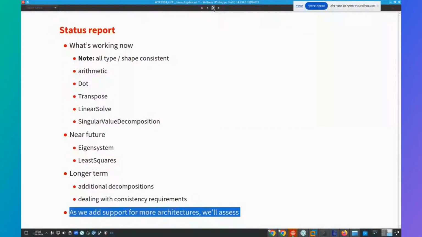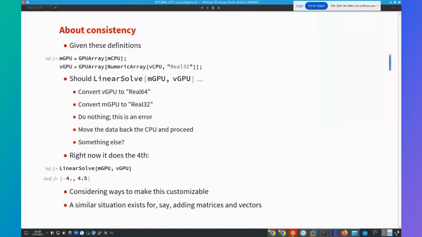So about consistency. Consider this problem. We take a GPU array matrix of Real64s, and then we take a vector of Real32s, and now we do LinearSolve on these two inputs. What should happen here? Should we convert the vector to Real64s? Should we convert the matrix to Real32? Should we return unevaluated because this is an error? Should we move the data back to the CPU and proceed with something else? I'm not sure what something else is, but there might be.